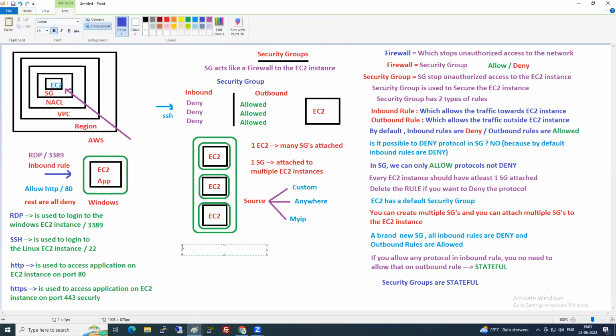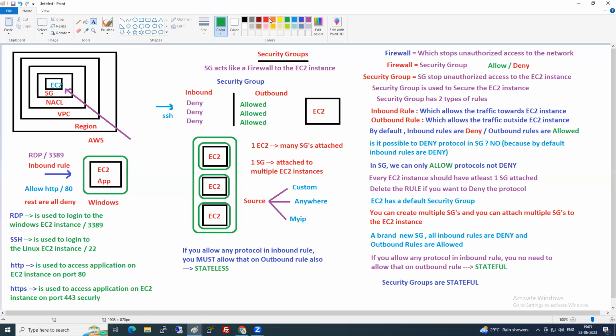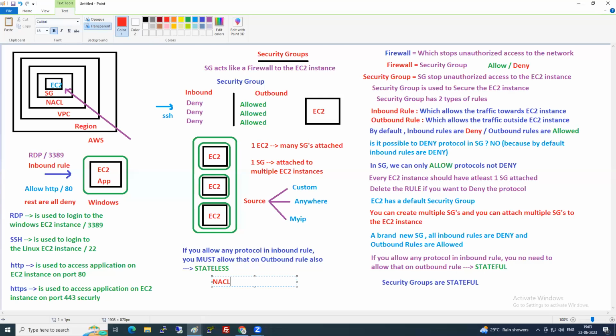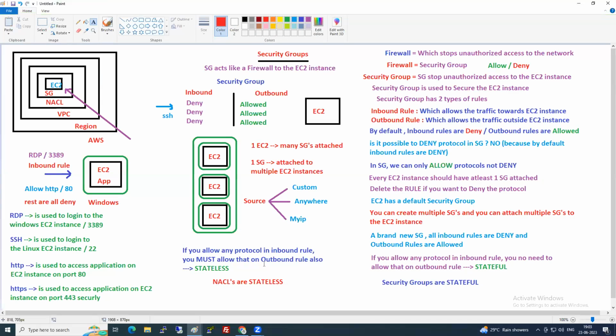And I'm writing one more here. If you allow any protocol in an inbound rule, you must allow that on the outbound rule also. This is called stateless. But did we learn stateless till now? No. Which ones are stateless? NACLs are stateless. I'll talk about what NACL is. But here, two important things. Are security groups stateful or stateless?